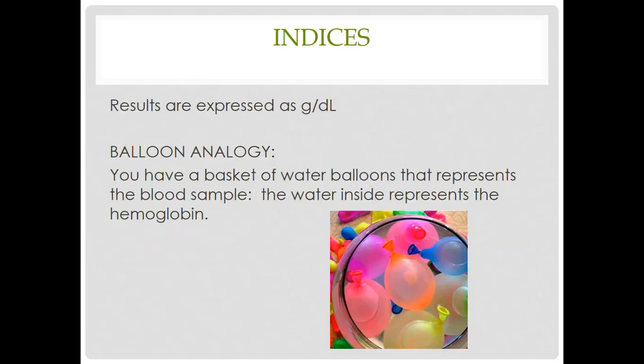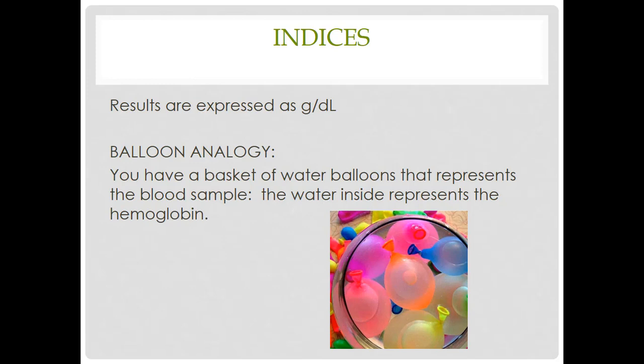So what are these indices? All results are expressed as grams per deciliter. So they take a certain amount of the blood sample that you've sent to the lab, and they do tests on a deciliter of each of these. So here's the balloon analogy. You have a basket or a bowl here of water balloons, and that represents the blood sample. That's the whole blood sample.